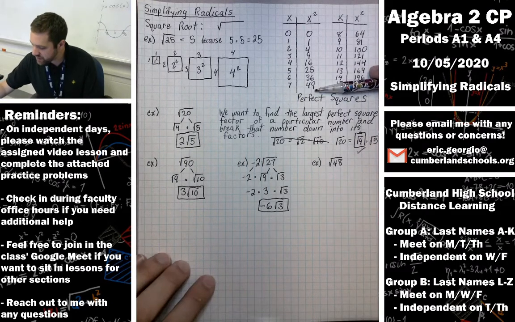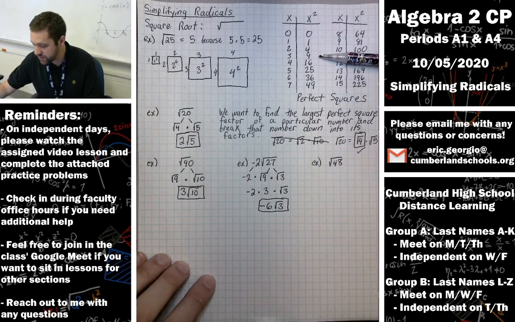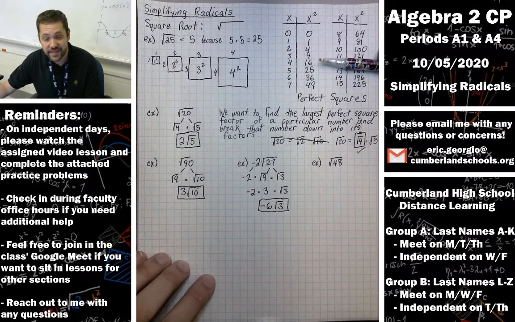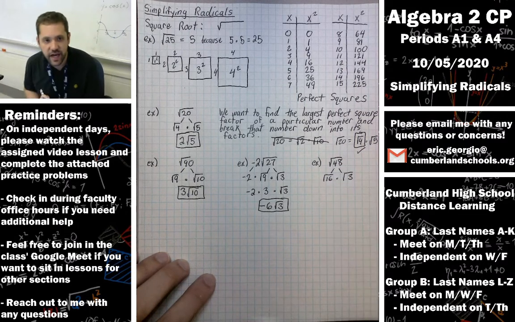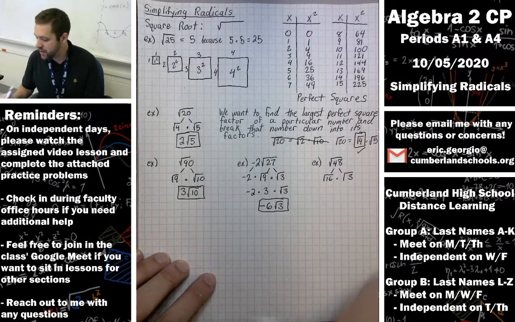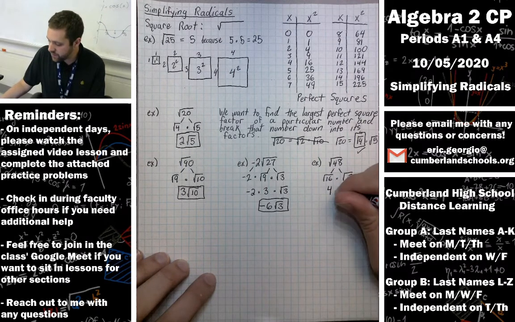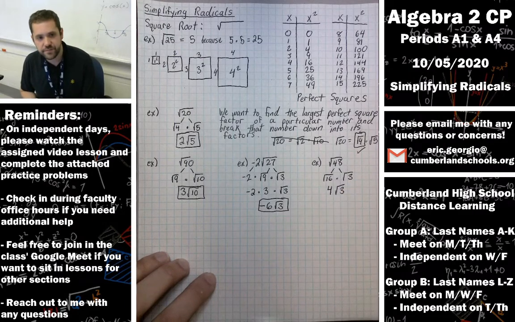Instead, go through this list and think of what's the biggest perfect square factor that goes into 48. The biggest one is 16. I would break down the square root of 48 to be the square root of 16 times the square root of 3, because 16 times 3 is 48. And the square root of 16 is 4, so we end up with 4 rad 3.